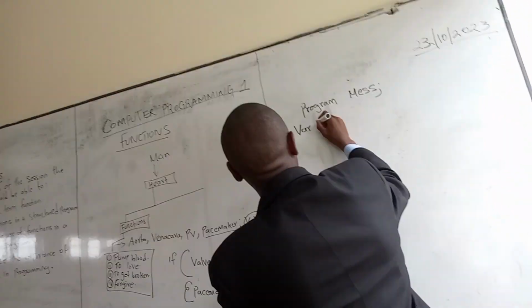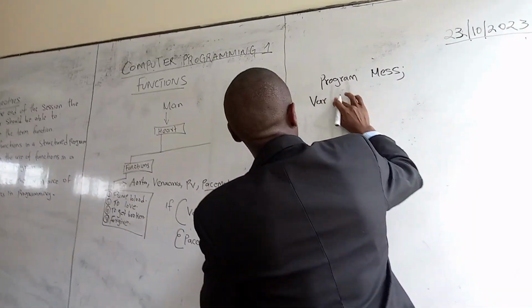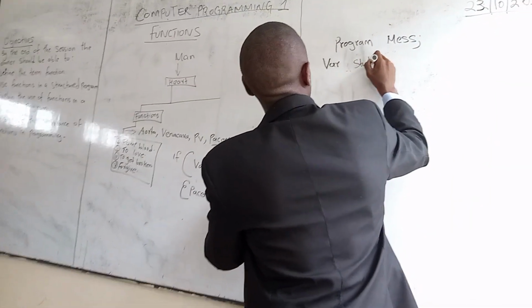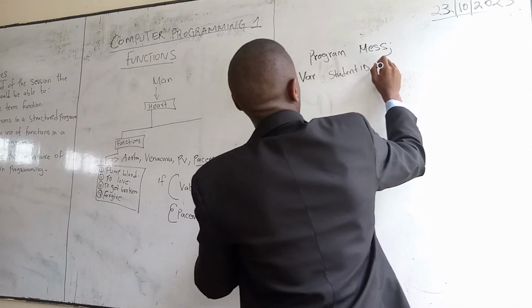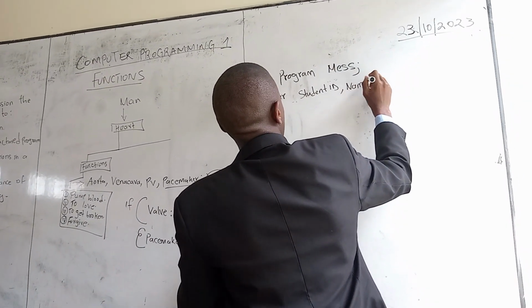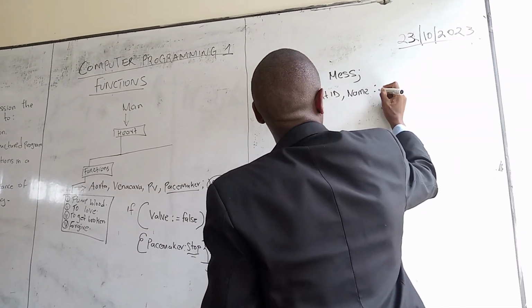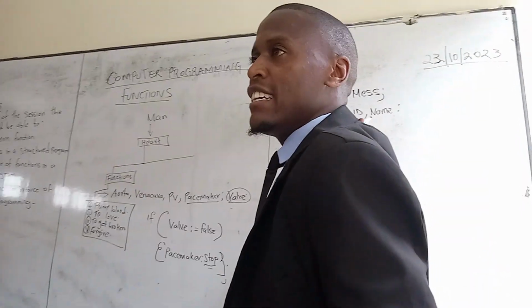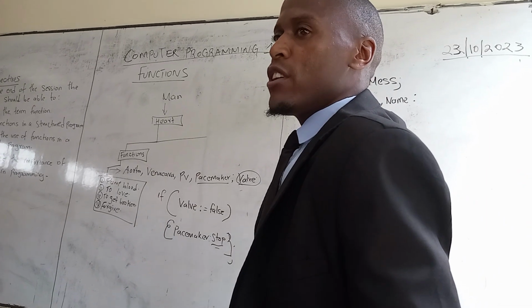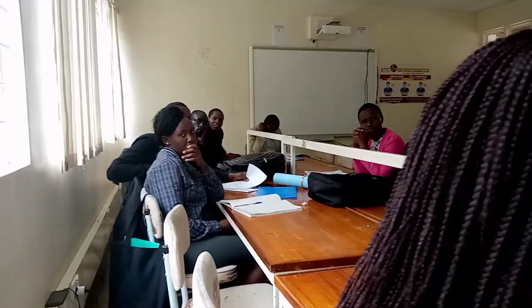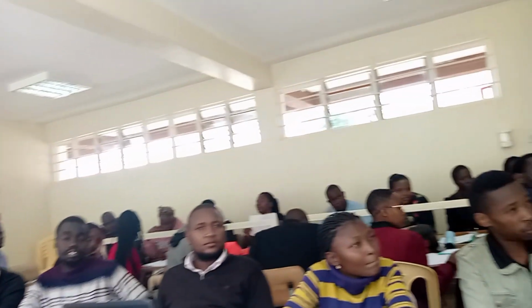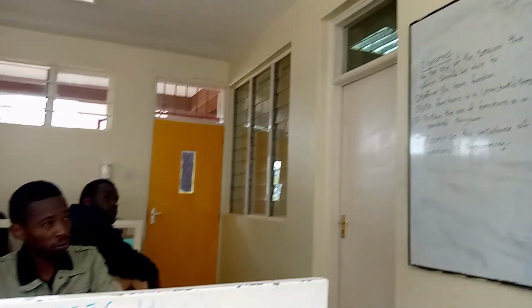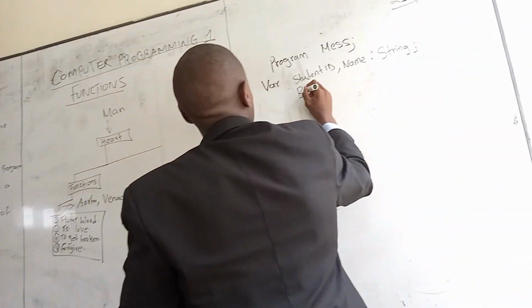we'll declare the variables such as student ID. We'll also have name, and someone from this class could tell us what data type these ones are. Please, no chorus answers. Yes, Josh? String. Yes, so these are string data type.